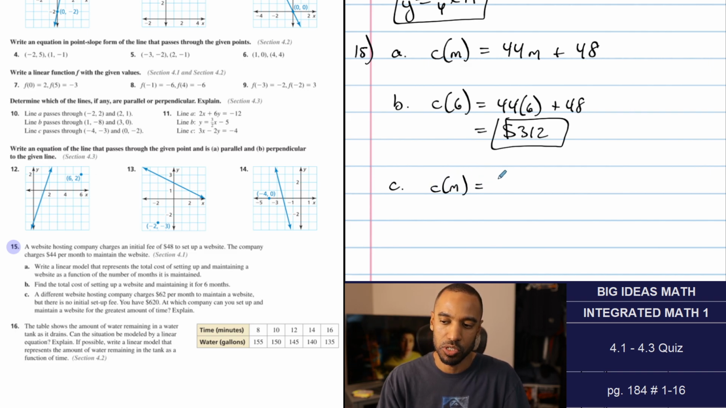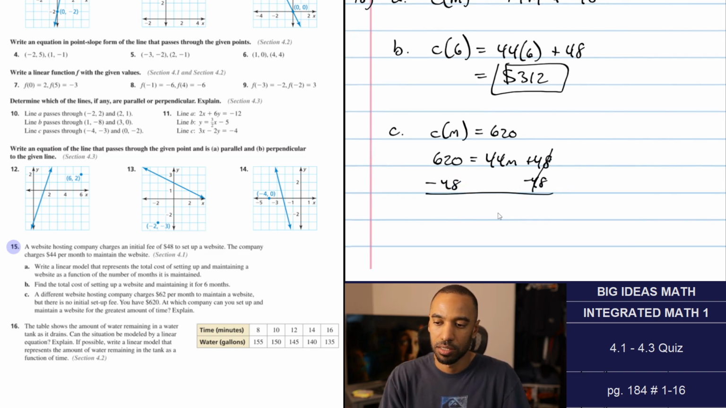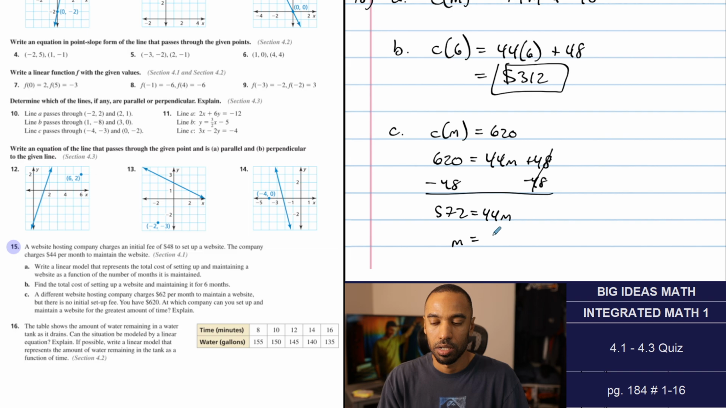We have C of M equals $620. Now we're going to substitute 620 and solve for how many months it will take. Basically, how many months I can get out of it. If I subtract 48 from both sides, I will get 572. Is that M equals 13? 40, 44, 5. Yeah, I think it's 13. M equals 13 months. So we got 13 months out of that one.